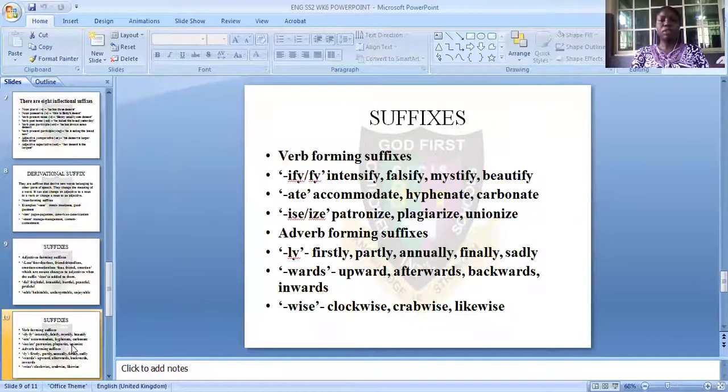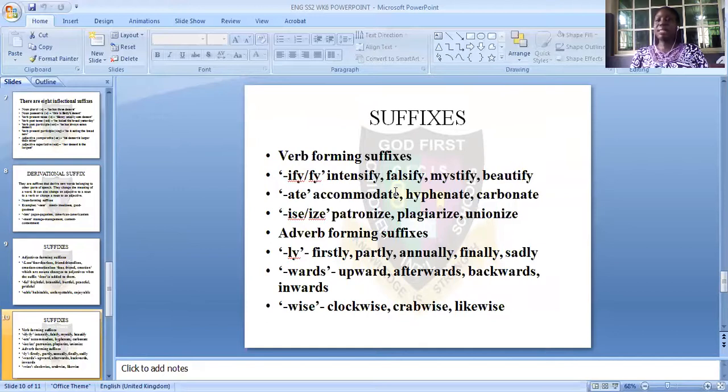All right. We also have verb forming suffixes. When we add these suffixes to a particular word, we come up with new words, and these words are verbs. When we have suffixes like IFI or FI, we are able to form verbs, words that are in their verb form. We have intensify. That is when we add IFI to intense, we have intensify. When we add IFI to false, we have falsify, mystify, beautified, and so on.